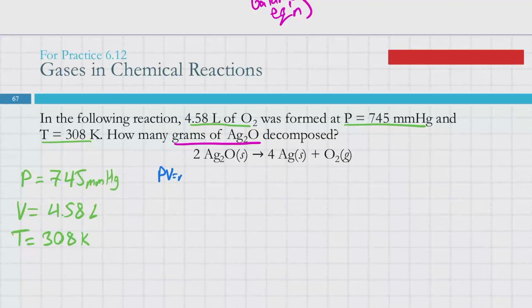We're going to be using PV equals nRT. We've got pressure, we've got volume, we've got temperature. And R is a constant, so we will be solving for n, the thing that we don't have. So we're going to see our old friend. We've seen this many times before. n equals PV over RT.